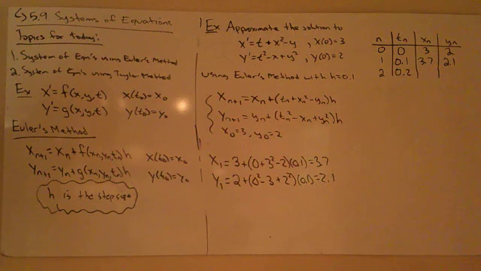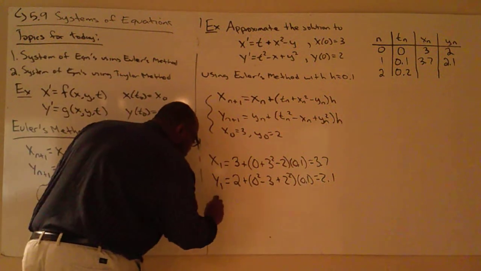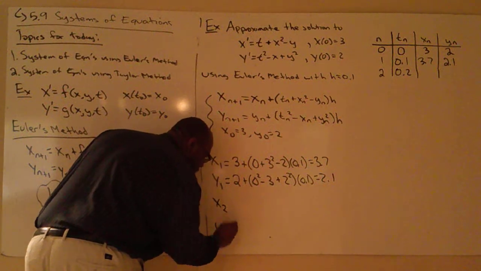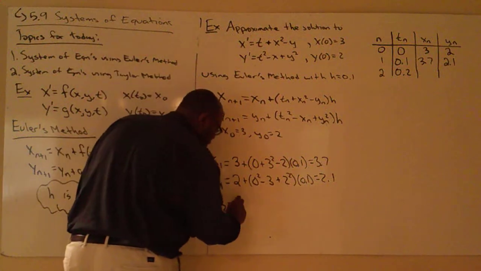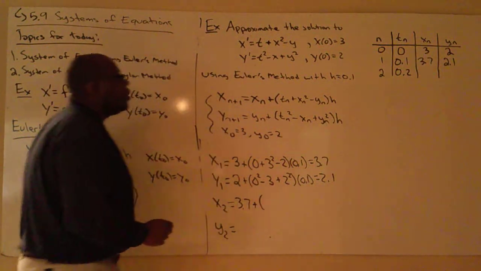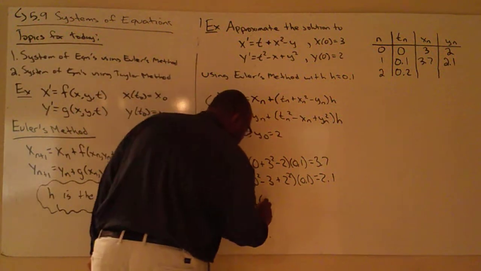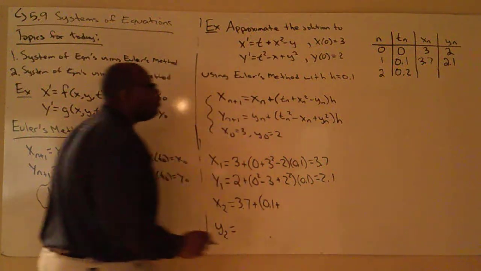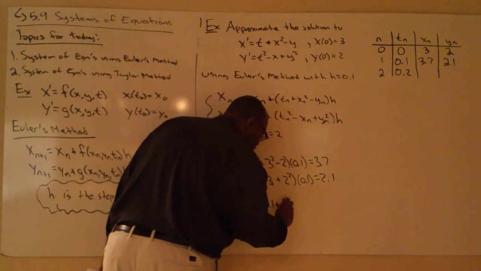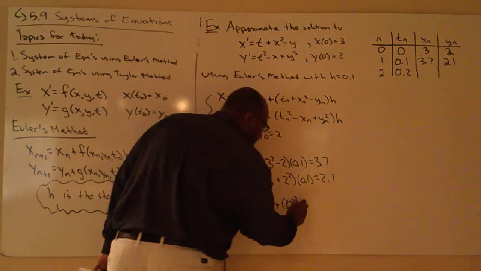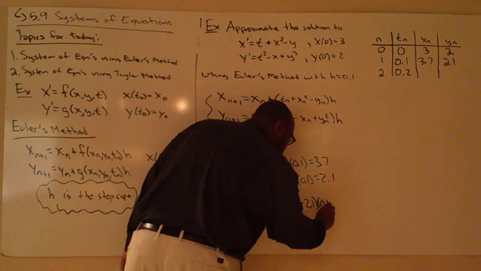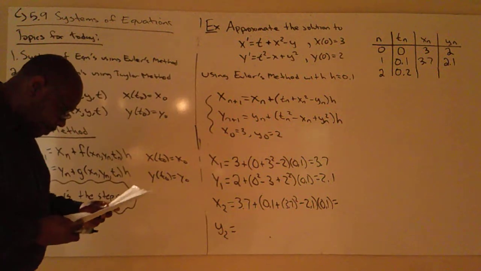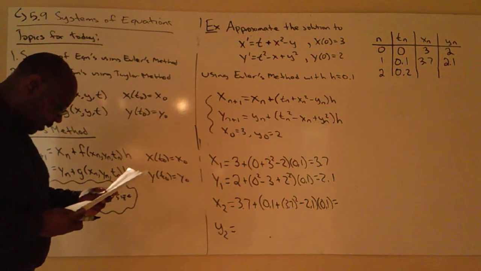Then we're going to do x of 2 and y sub 2. We'll stop there. x of 2 is going to be x1, which is 3.7, plus the quantity t sub 1, which is 0.1, plus x of 1 squared, which is going to be 3.7 squared, minus y sub 1, which is 2.1, times 0.1. If we work that out, I have 4.869.